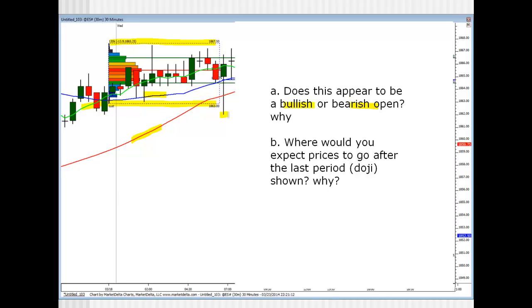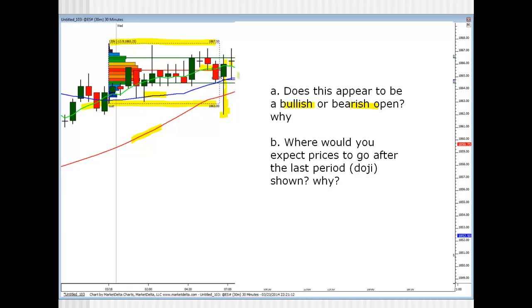We dropped down here, but we've obviously found buyers that pushed us back up to close above the volume point of control, but below the value area high. The next candle, what happens is we penetrate and head higher, but we really drop to close back within value.